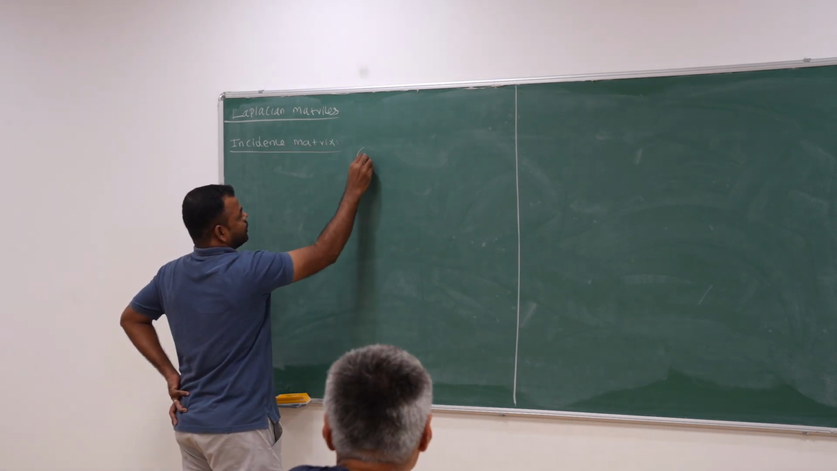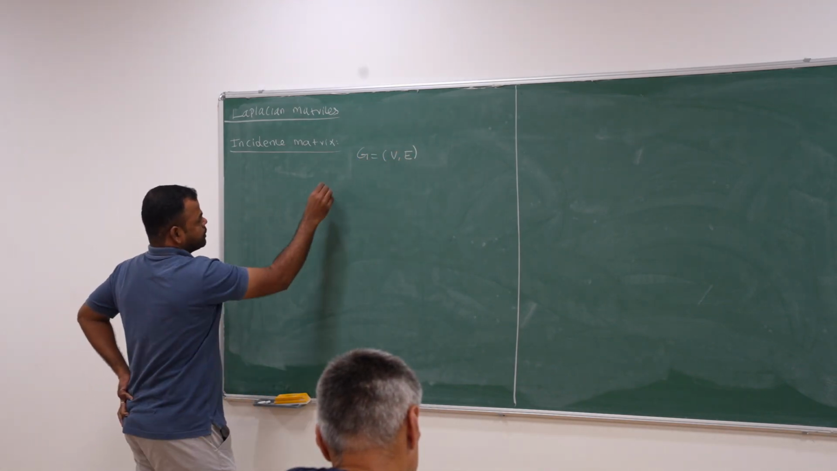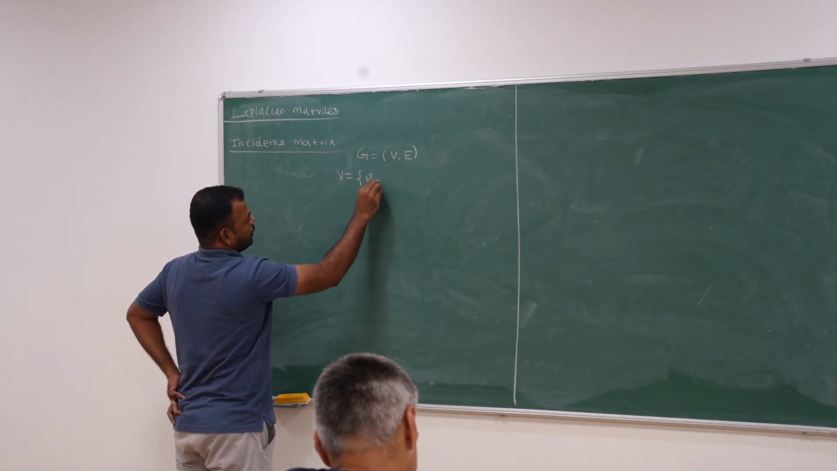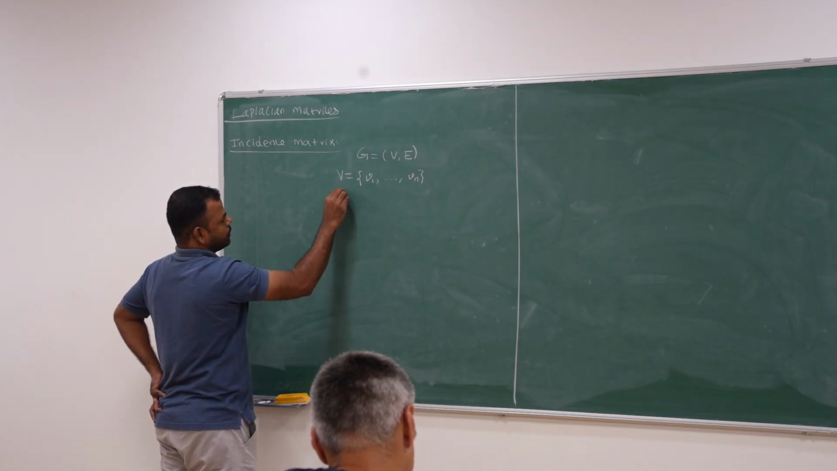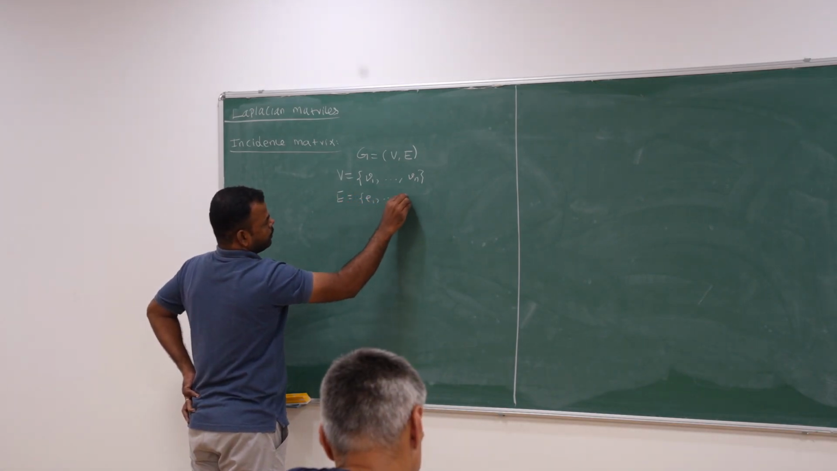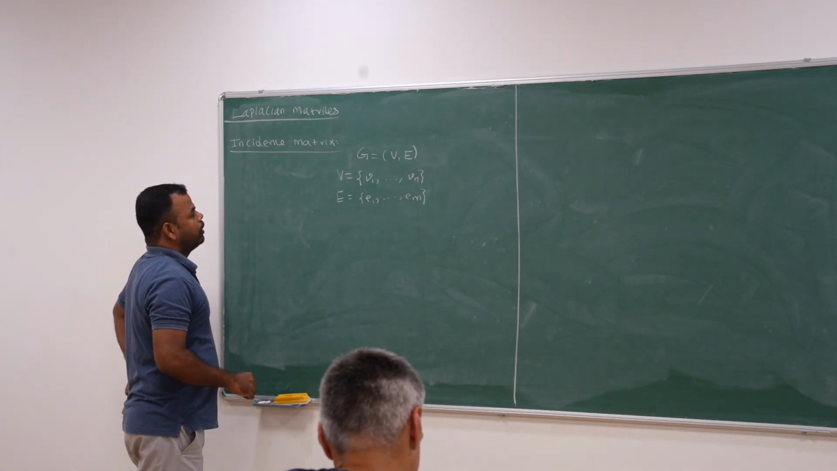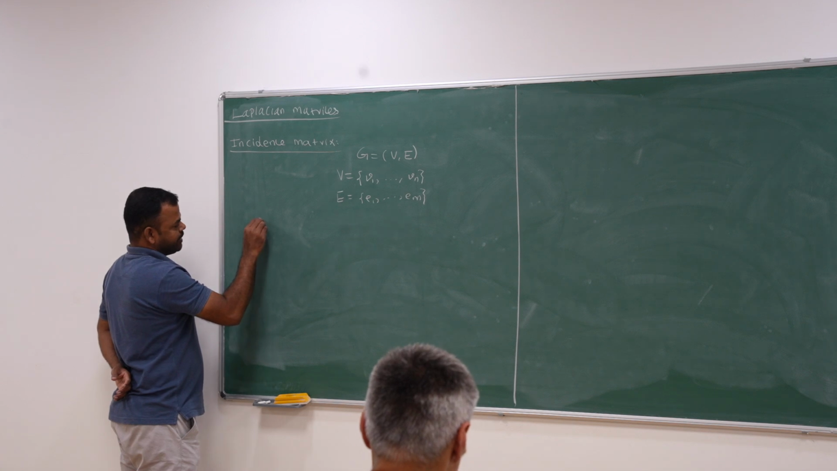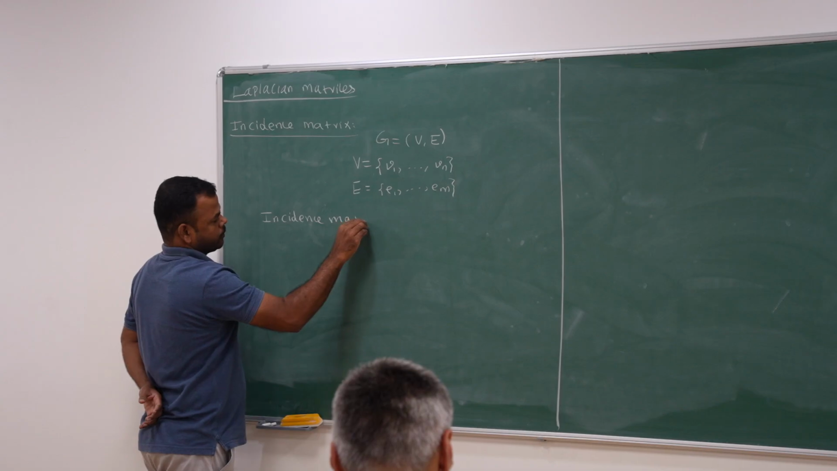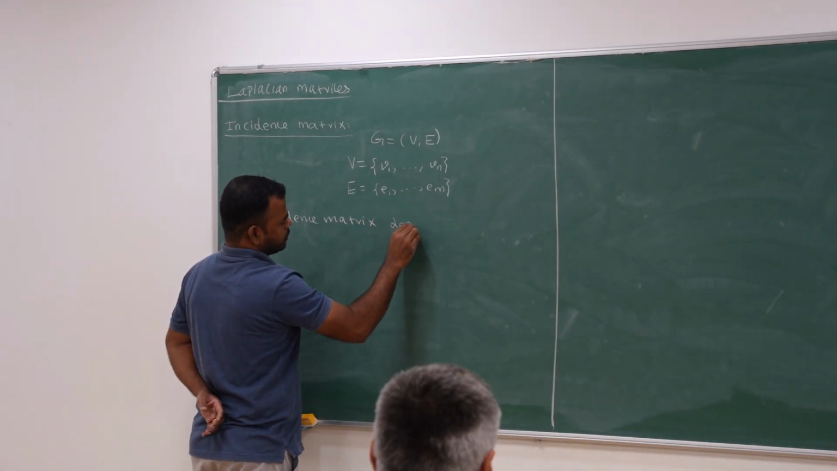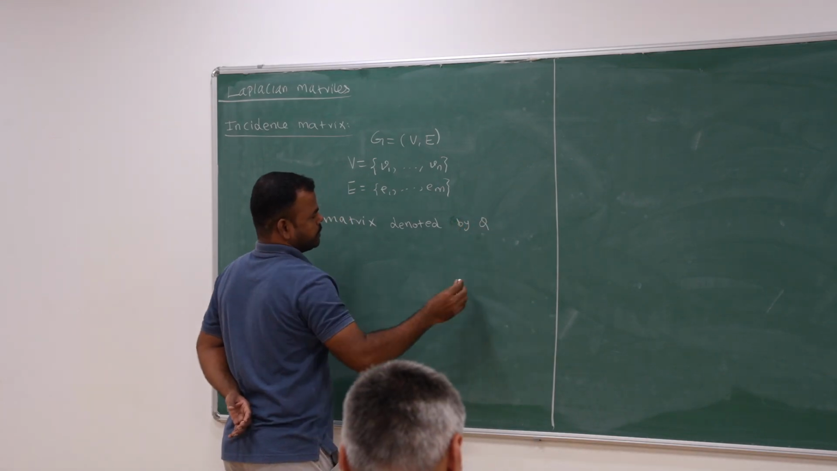Given a graph G with a vertex set V and edge set E, just give a labeling to them. Let V1, V2, ..., Vn be the vertices and E1, E2, ..., Em be the edges. Given a graph, I can associate something called the incidence matrix, which is denoted by Q.